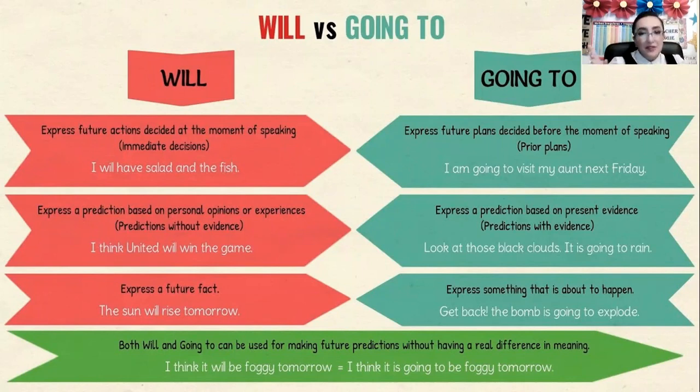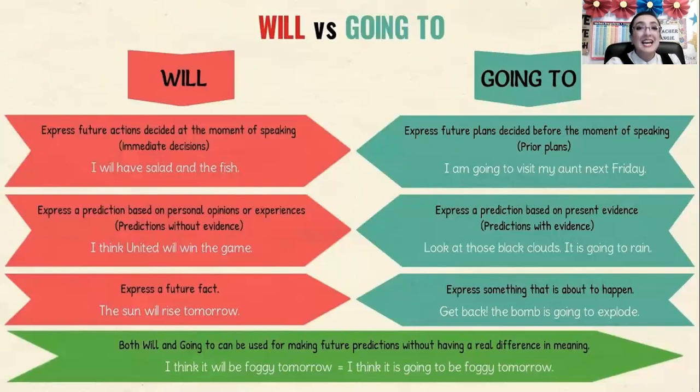But if you say, I am going to visit my aunt next Friday, it is because before you told me your plan, you have decided that situation. You have been thinking about it before you told me. Also, will is going to be expressing a prediction based on personal opinion or experiences, without evidences. For example, I think United will win the game.